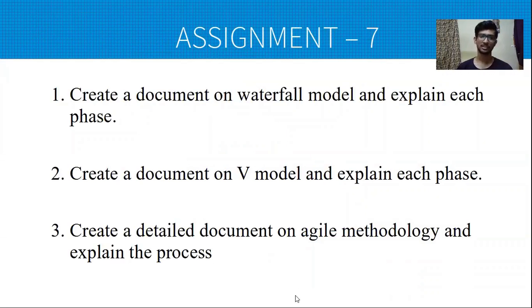Let's go to the second question. Create a document on the V model and explain each phase. First, let us understand what is meant by V model. V model stands for verification and validation model.